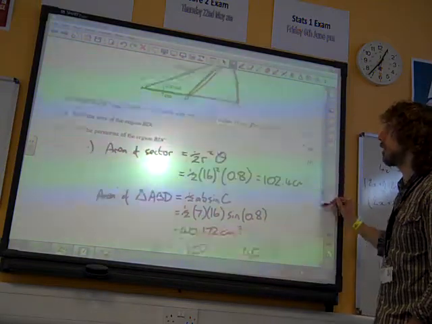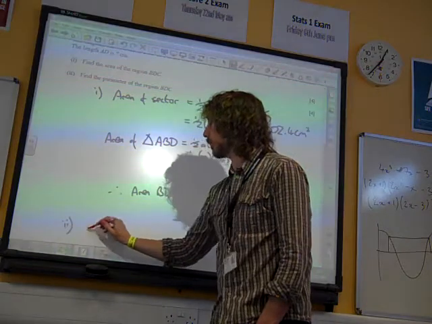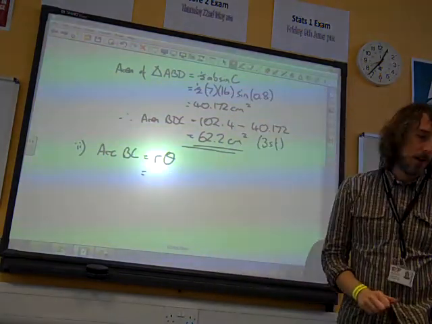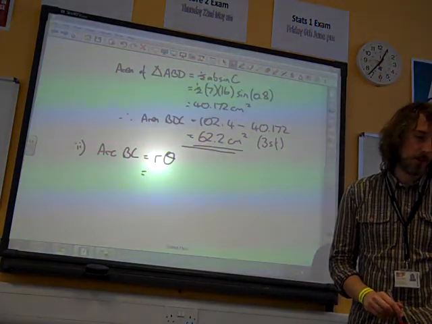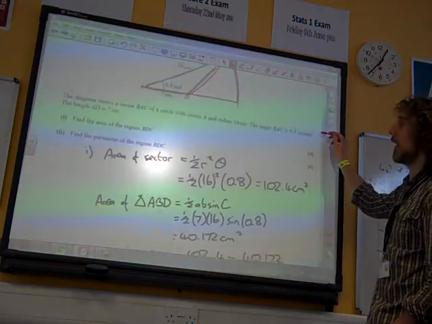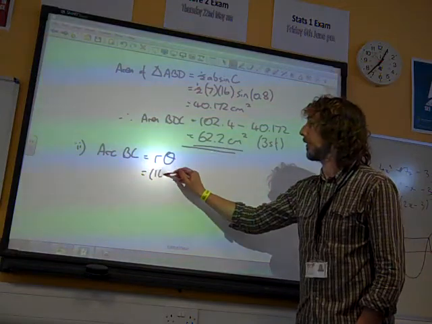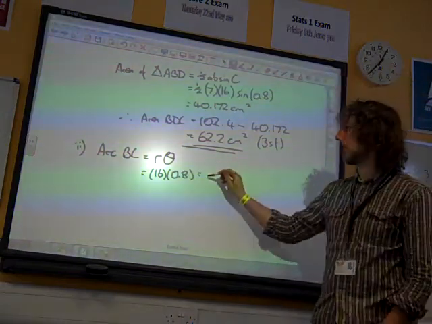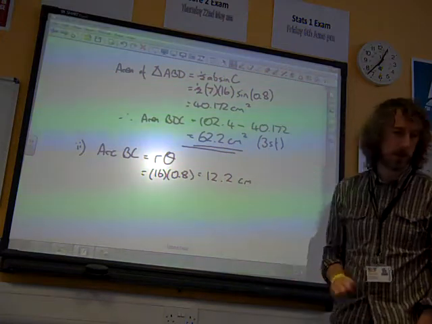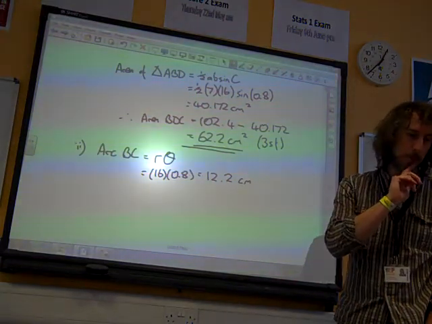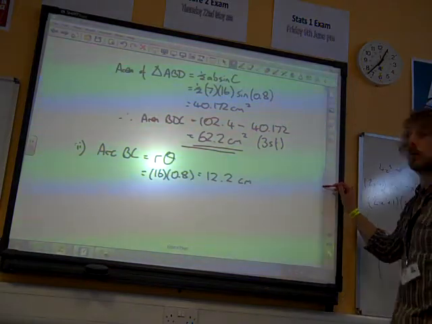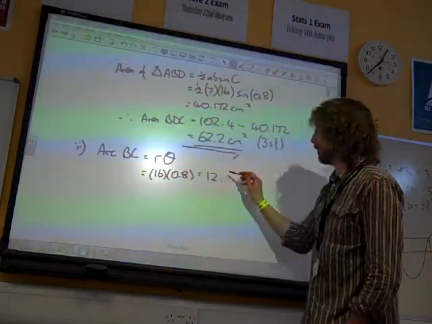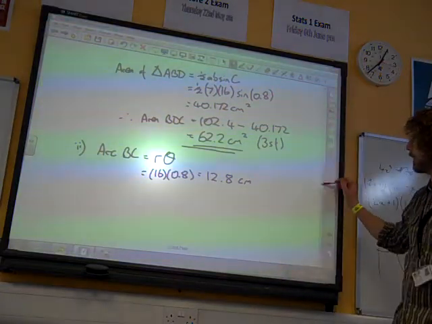So let's work these out. Firstly, let's do that arc length, the arc BC. Arc length is r theta, and so r theta is just 0.8 times 16, 16 times 0.8, which is 12.8, sorry. Okay, we also need the line, BD.